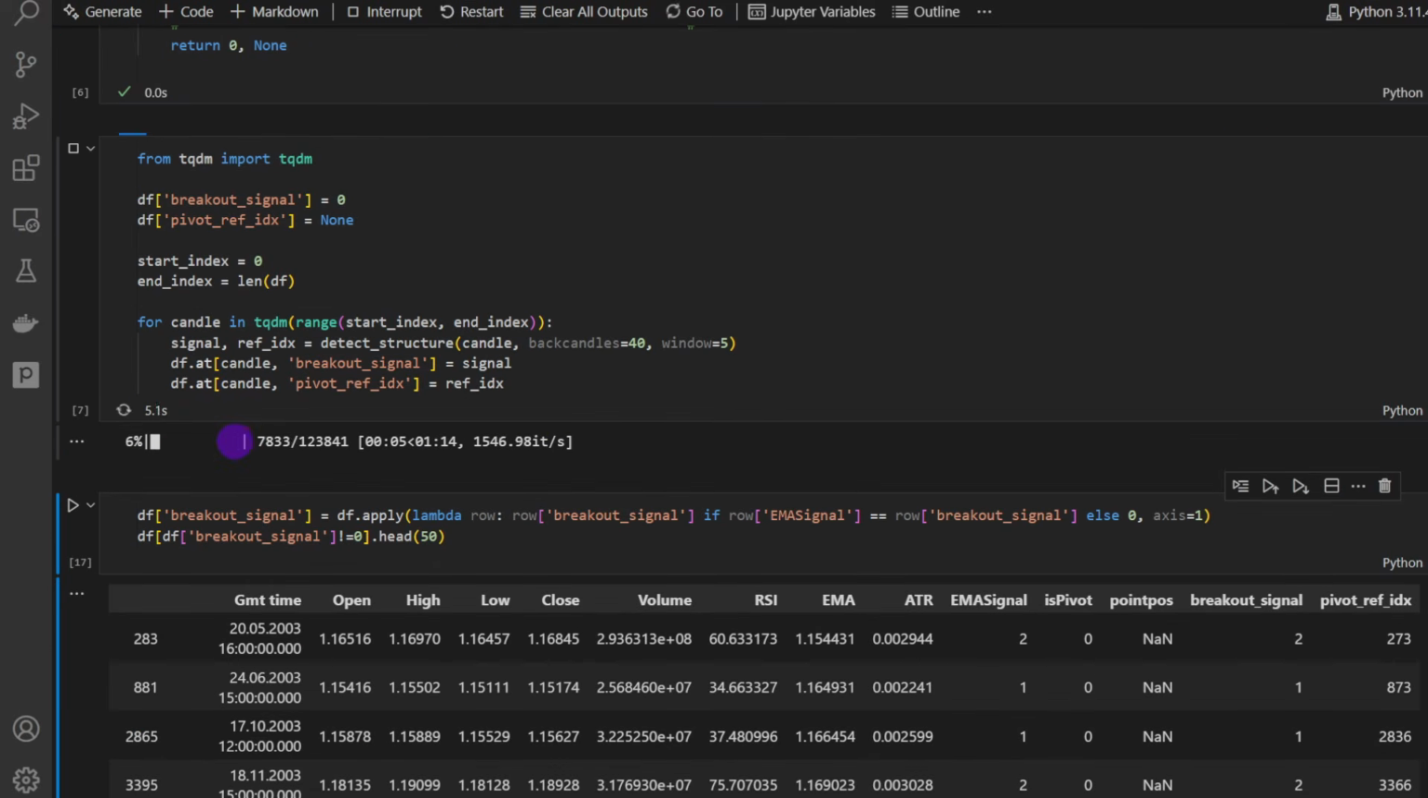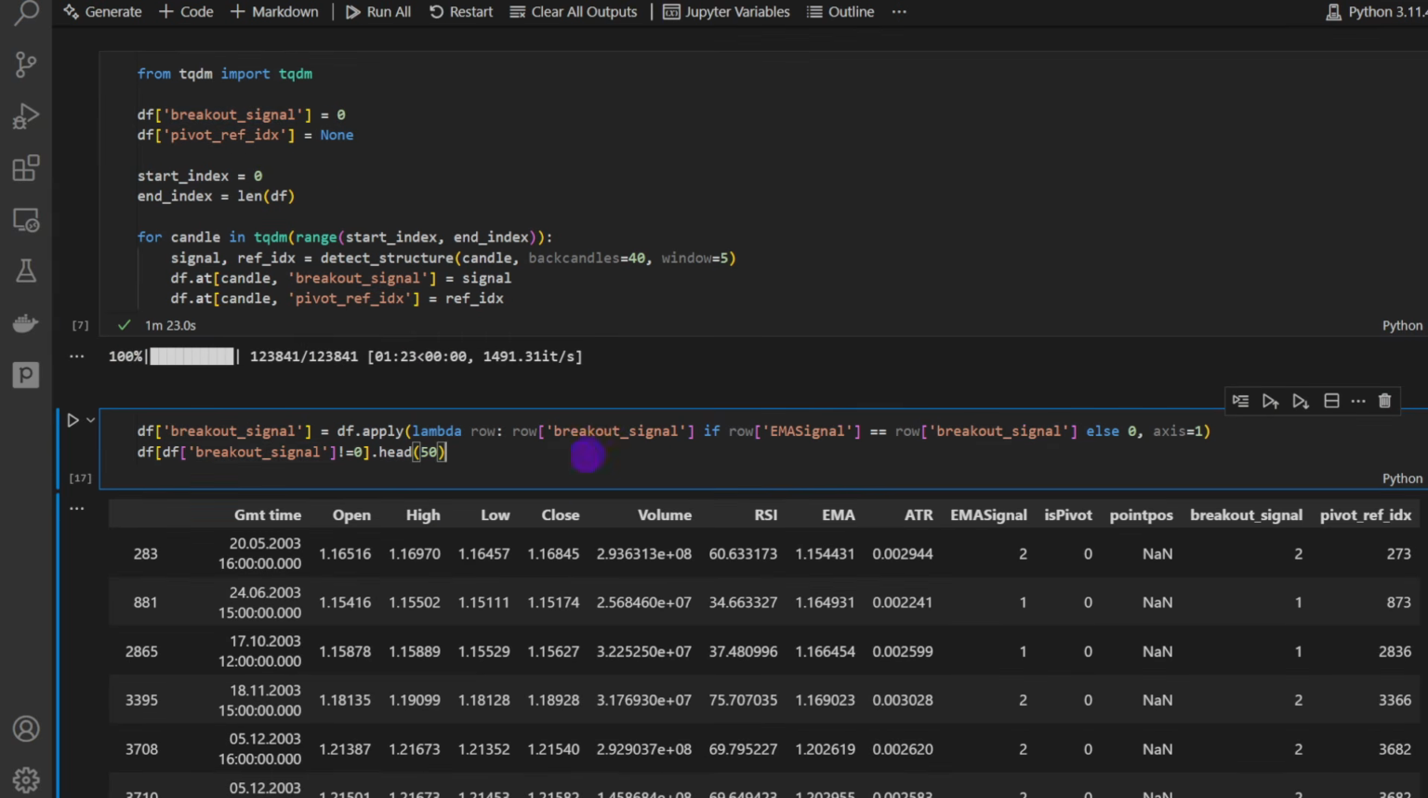I'm going to show you, it's going to take a bit of time. So this is why I'm using an indicator to show me the percentage of the progress of the work. Then we can filter the breakout signals by the confirmation coming from the EMA signal.